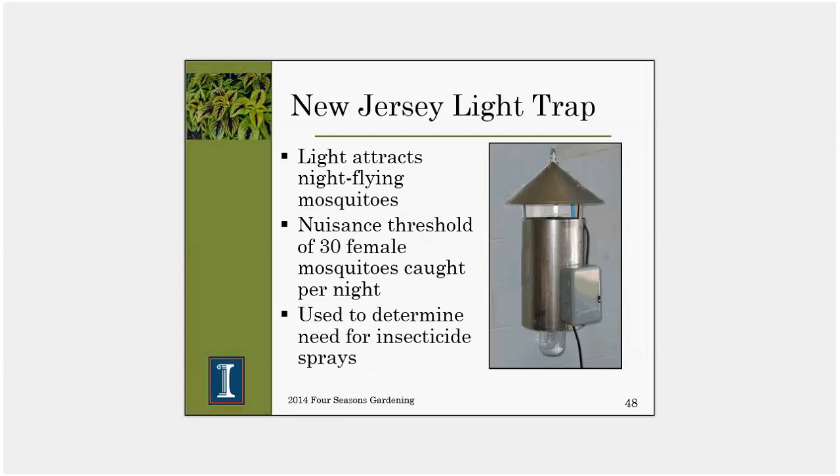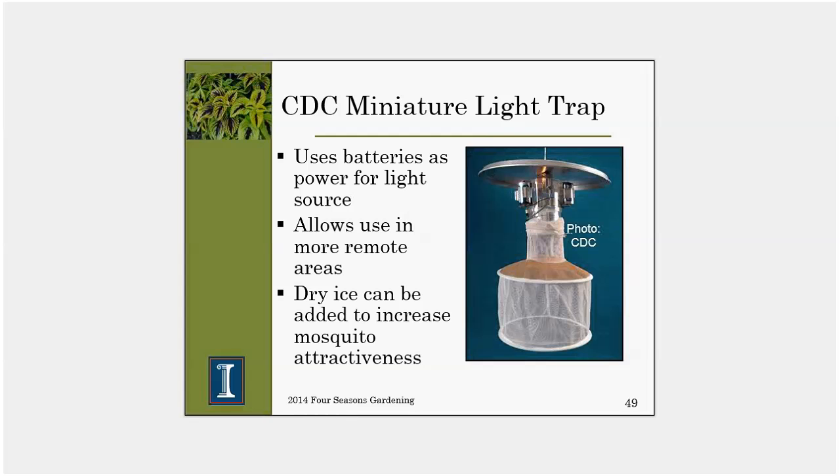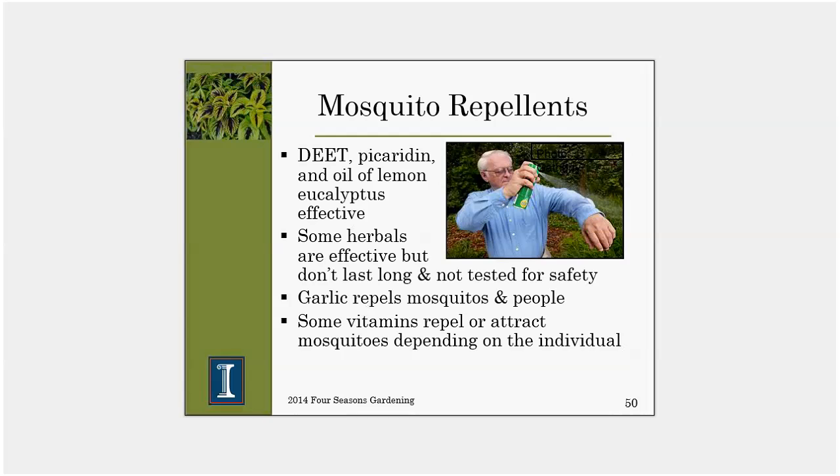These traps are commonly put out and help determine whether sprays need to be used to control the adult mosquitoes. The Centers for Disease Control, CDC, miniature light trap is small enough that you can use just batteries, so you can use it in more remote areas. You can add dry ice to it, which, as it thaws, will sublimate to carbon dioxide gas, which is an attractant to mosquitoes, and they can tell what kind of mosquitoes are out that might be a problem this way.